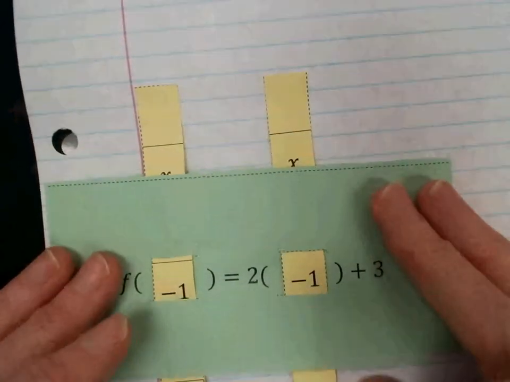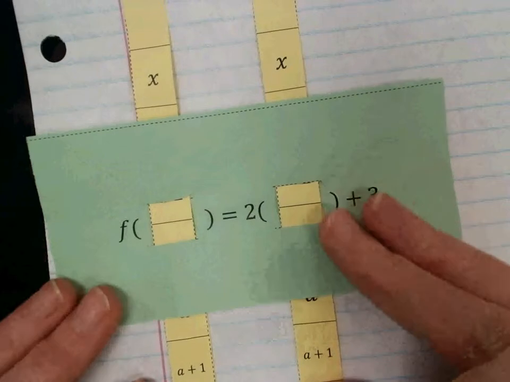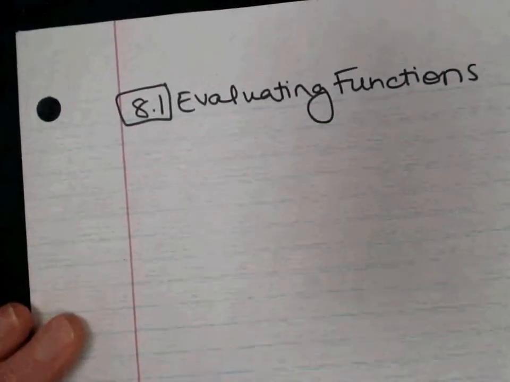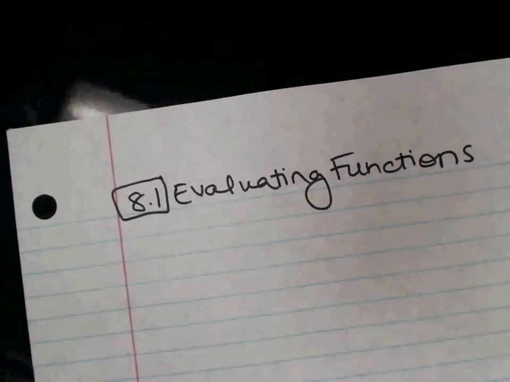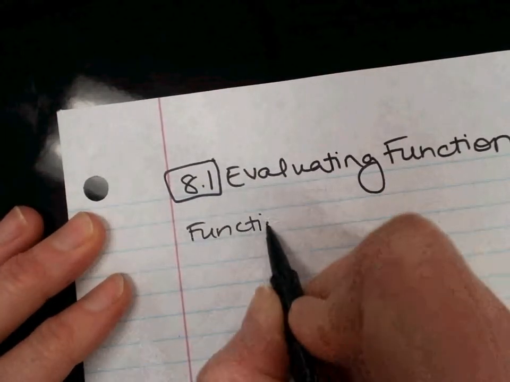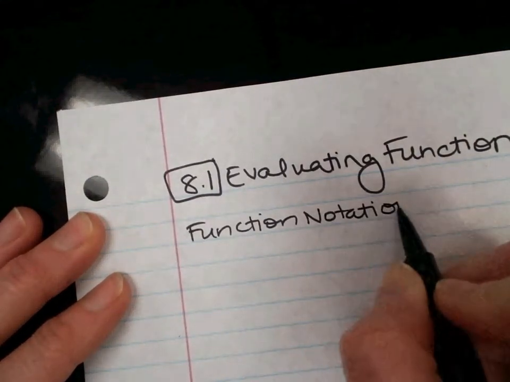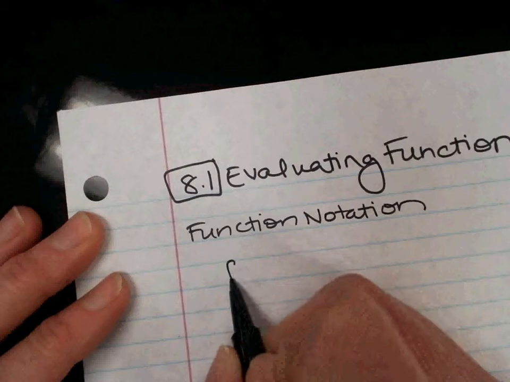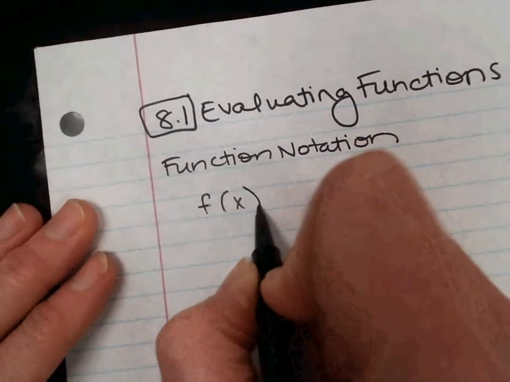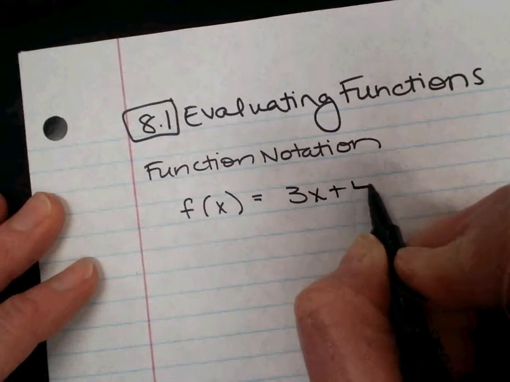of the paper, so that we can start our notes and then we'll continue them down here towards the bottom. So first we're going to talk about function notation. Function notation looks like this. f of x equals 3x plus 4.